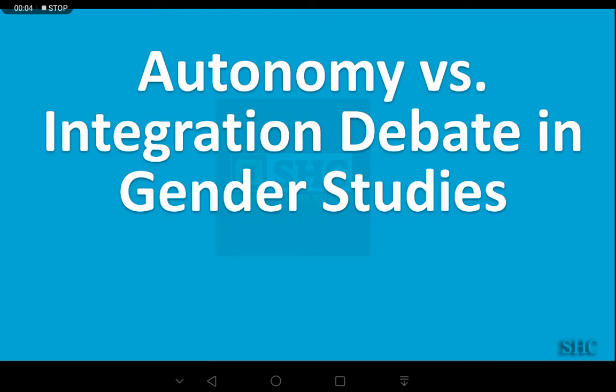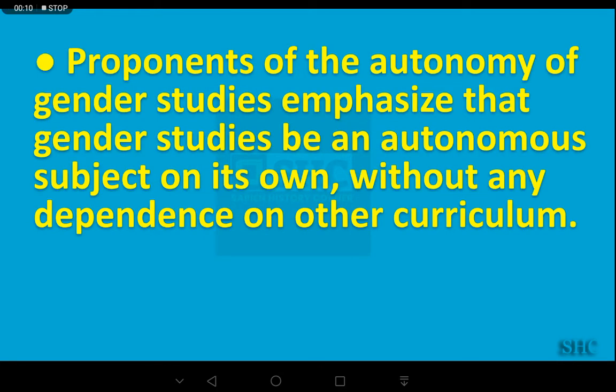This is a very important concept in gender studies, and that is the concept of autonomy and integration. What do we mean by this? Well, proponents of the autonomy of gender studies emphasize that gender studies should be an autonomous subject on its own, without any dependence on other curriculum.